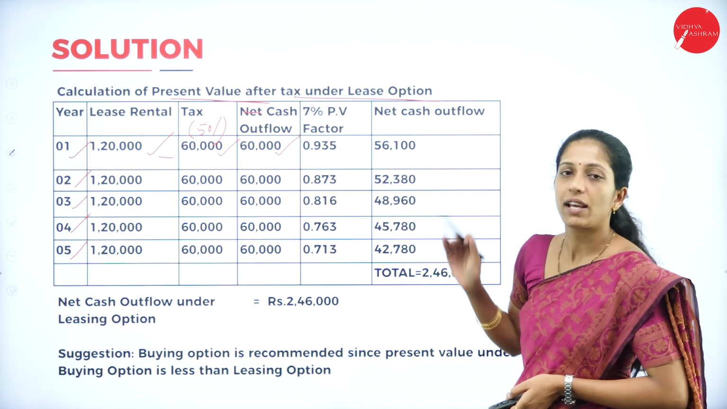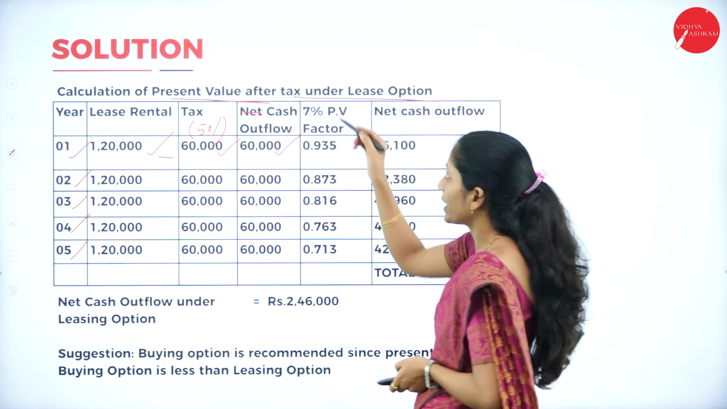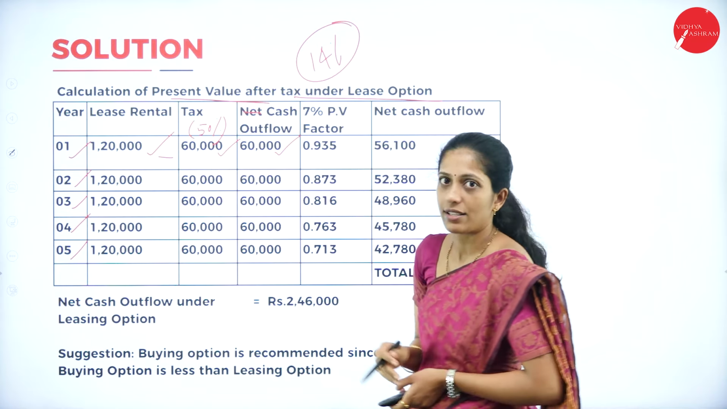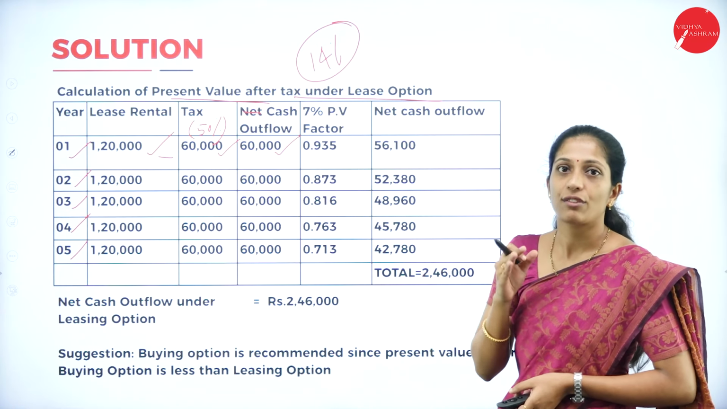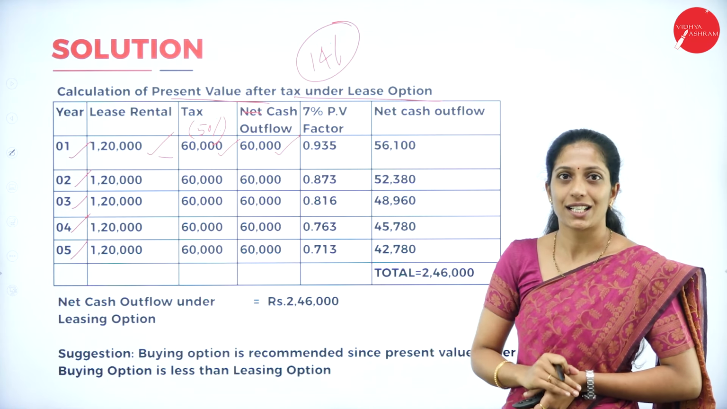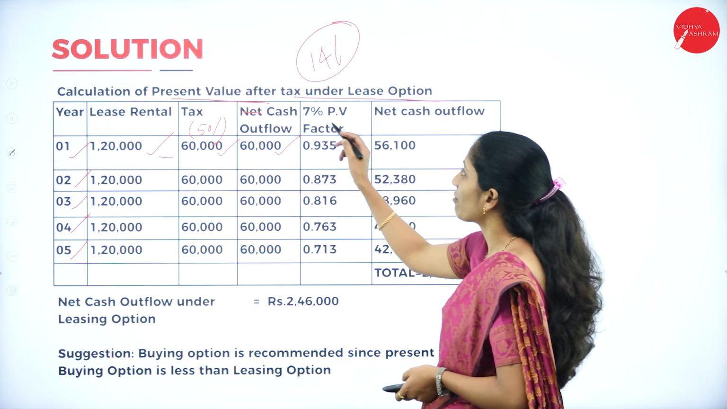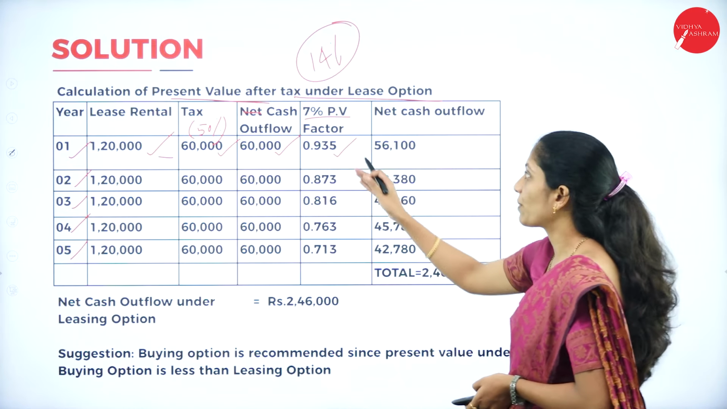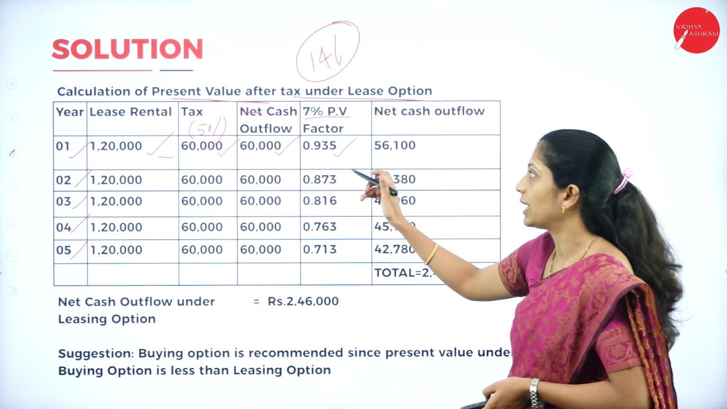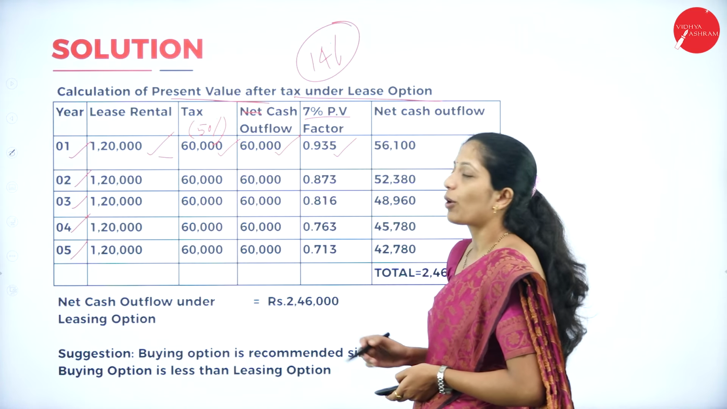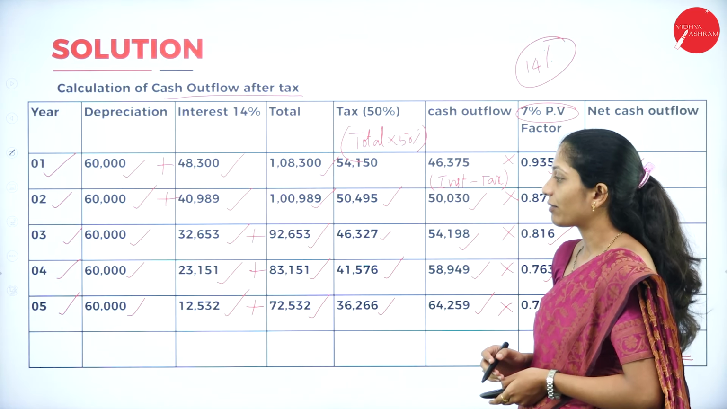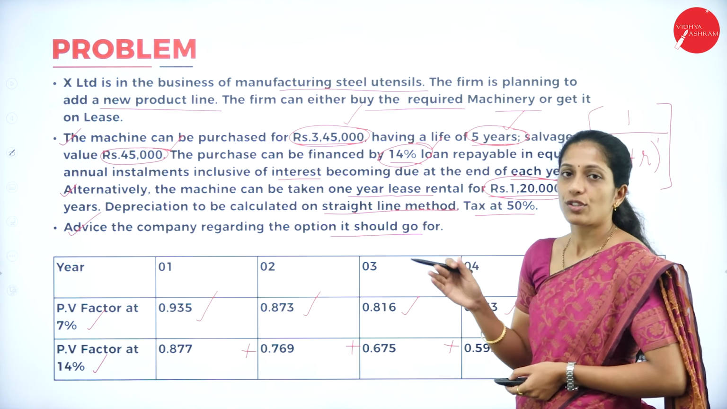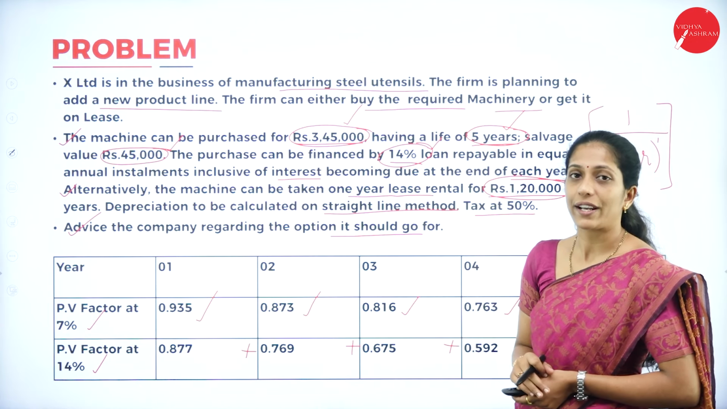Next, apply the 7% PV factor. I have already told you 14% is the rate of interest. The tax rate is 50%, and half of the interest rate is 7%. So 7% is the PV factor. The PV factors they have given in the question. For the first year, it is 0.935.